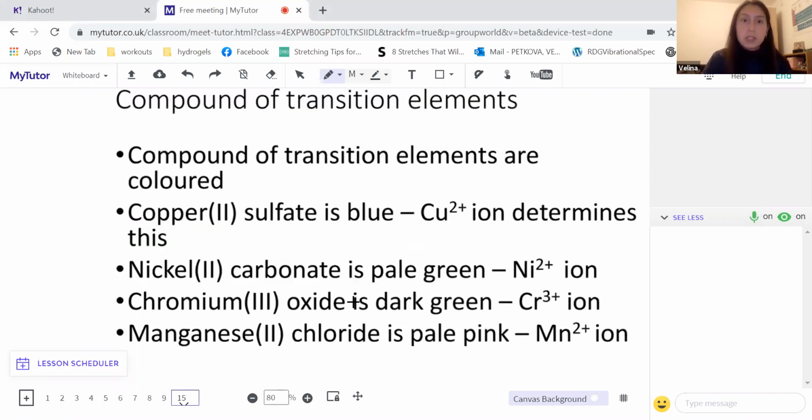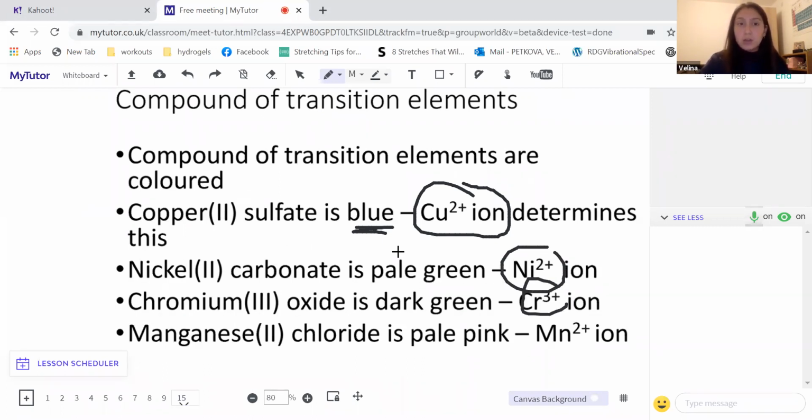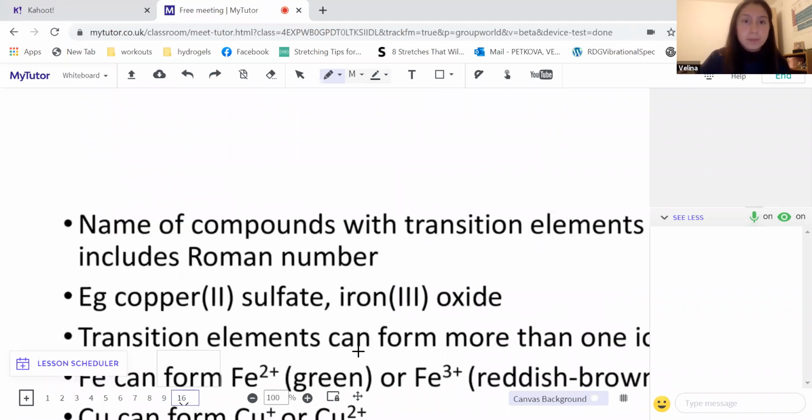So compounds of transition elements. Compounds of transition elements are colored. Some of you hopefully have seen different colors of them. So, for example, copper sulfate is blue. Hopefully some of you guys have seen this. And this is because of this Cu2+ ion formed. Okay. Nickel carbonate is pale green because of this ion. Chromium oxide, dark green because of the ions. So it's all to do with the ions that determines the colour. And yeah, they're really pretty, the transition element compounds.